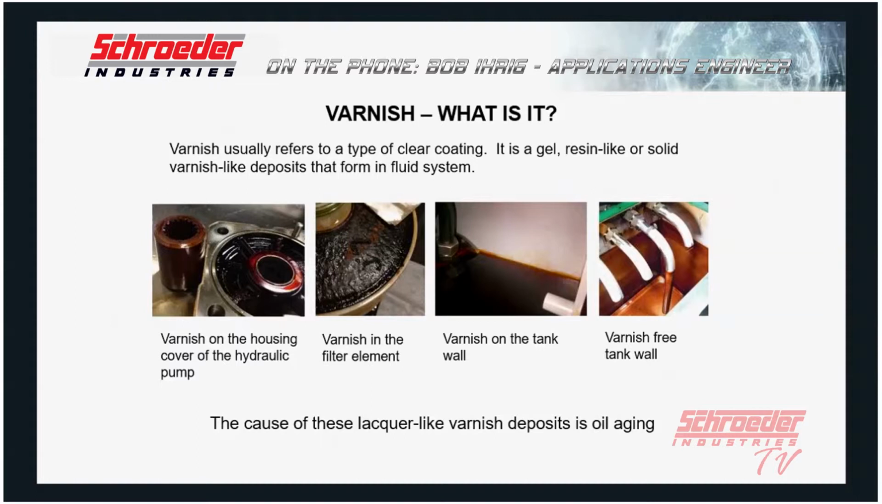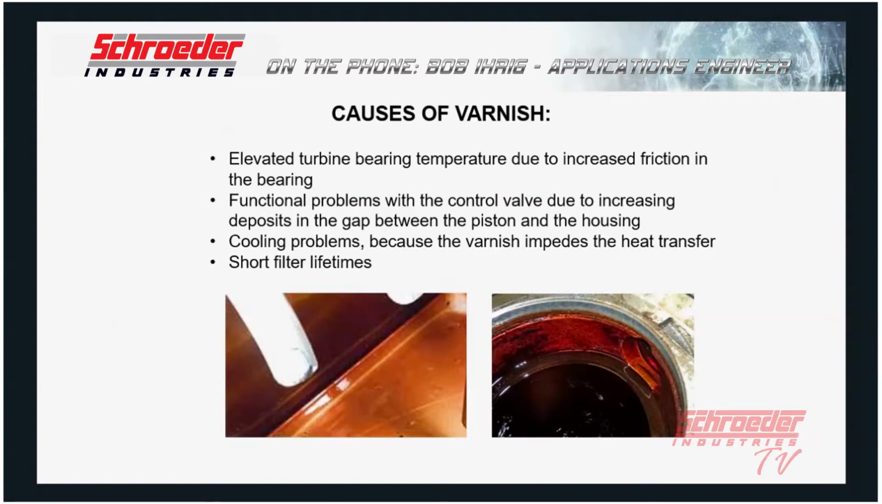So with that, it can exist in different forms. It could exist as a resin-like substance, depending on the way in which it was formed. So what are the causes? Generally speaking, oxidation is one of the primary causes of varnish formation, and basically that is the reaction with oxygen.